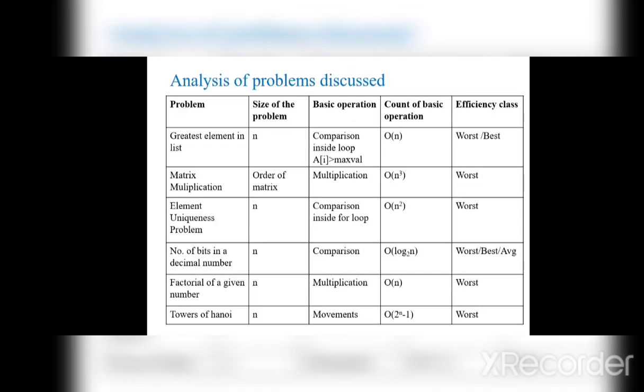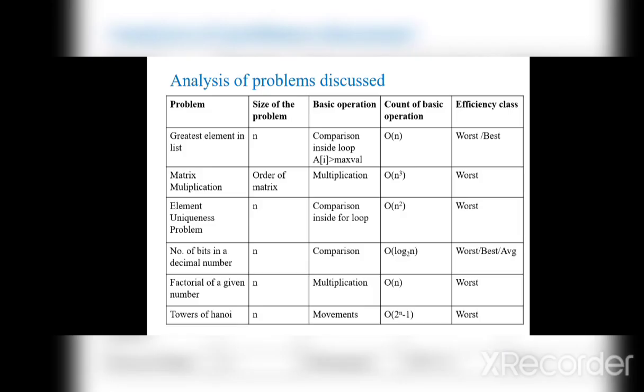So the analysis of the problem we have discussed: we have now discussed the Tower of Hanoi problem. The size of the problem here is n. The basic operation is moving one disk to another disk. The count of the basic operation is big O of 2 power n minus 1 and the efficiency class is exponential.